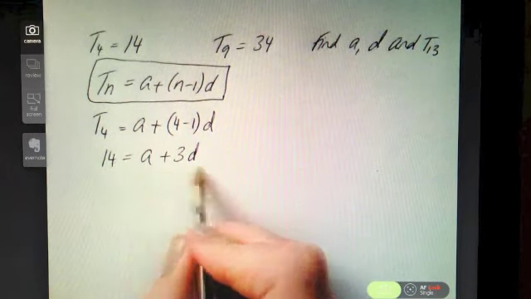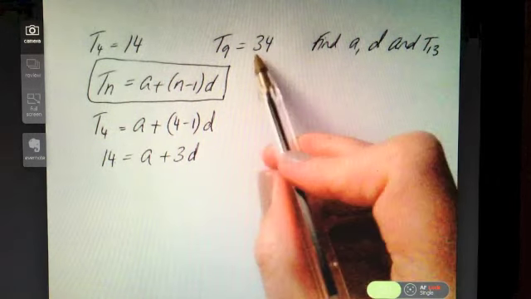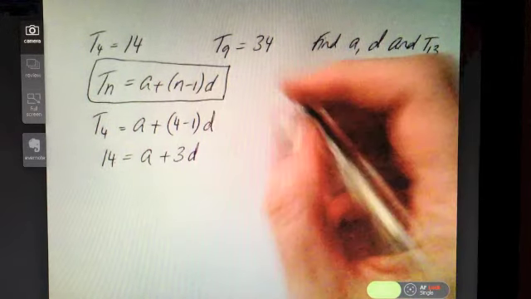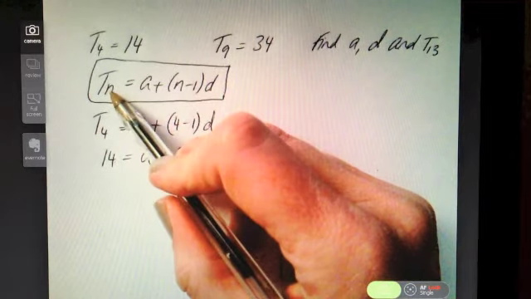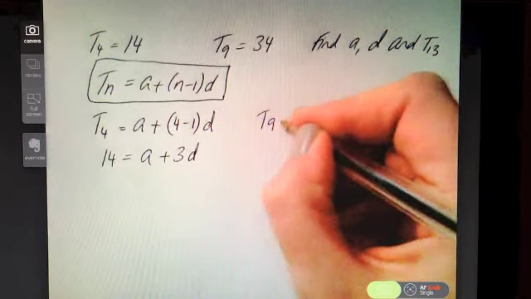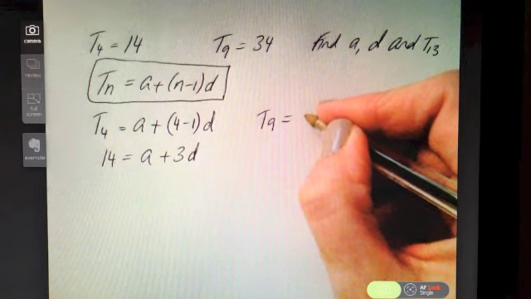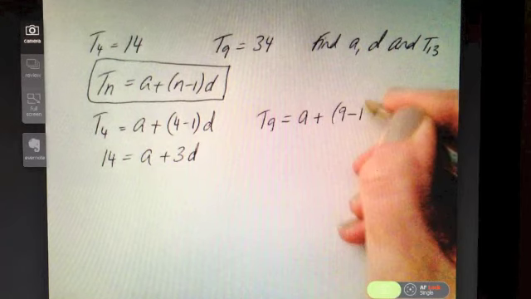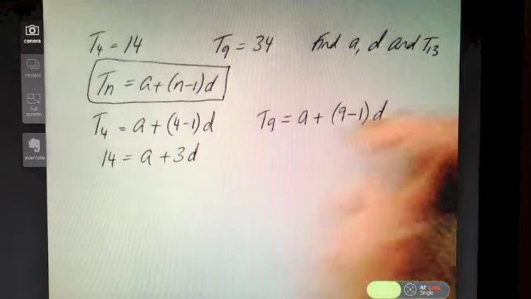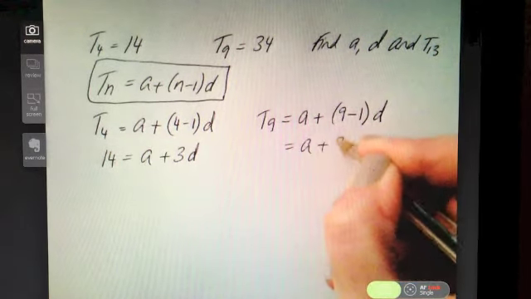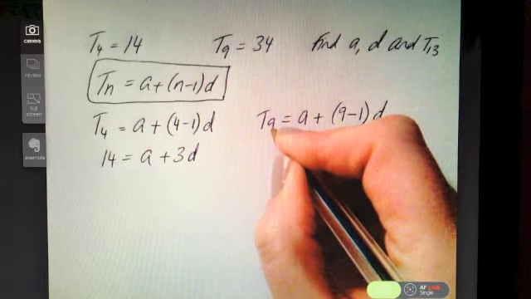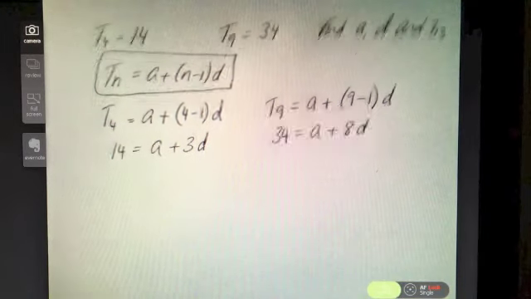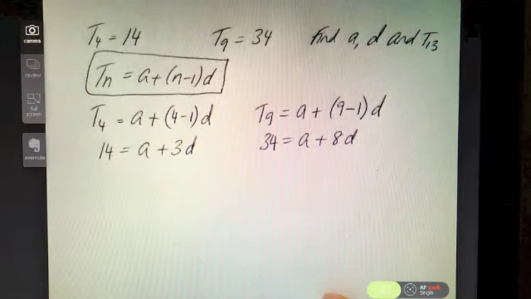All right, now that's as far as I can go with that, but I do have another bit of information that I'm going to be able to sub in here as well. So subbing in 9 in this case for N, I get T9 is equal to A, I still don't know. The N, I know in this case is 9, take away 1, and the D I still don't know either. So I'm left with A plus 8D, and I know T9 though is 34, so I'll put that in as my result. And now I get 34 equals A plus 8D.